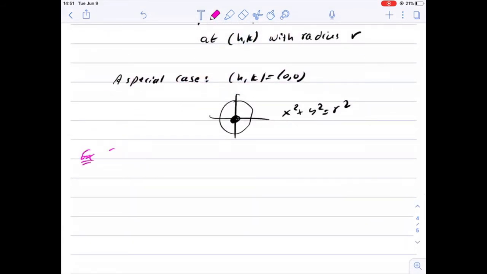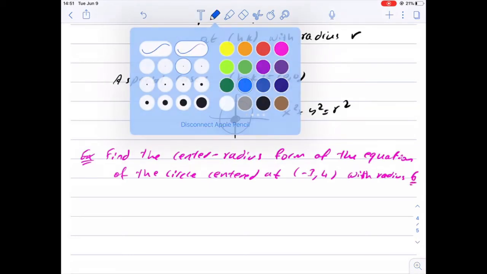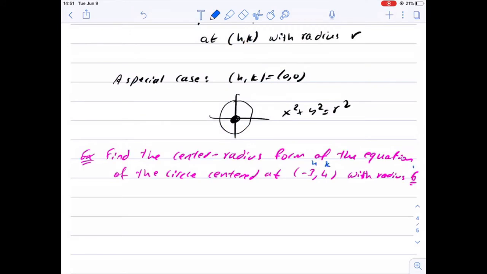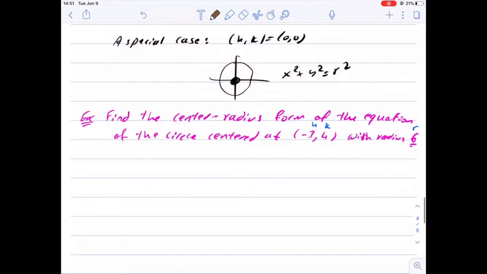Now let's take an example. We want to find the center-radius form of the equation of the circle centered at -3, 4 with radius 6. Now centered at -3, 4, this is h, this is k, with radius 6, this is r. Now we try to write the equation.